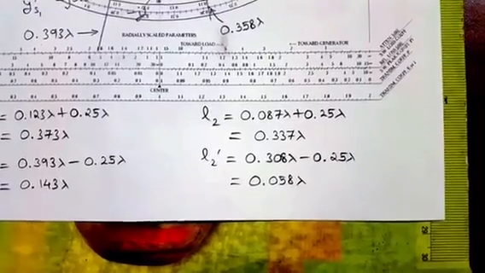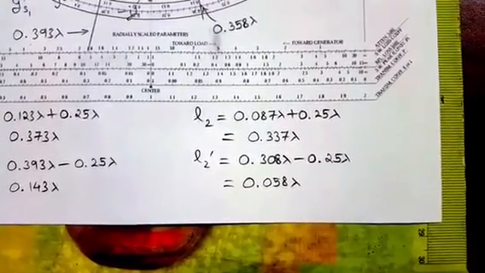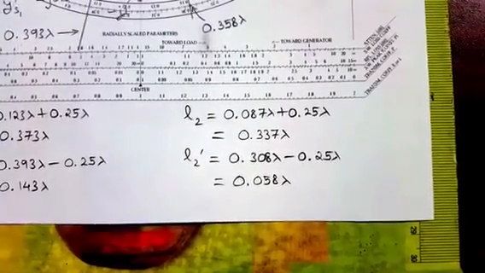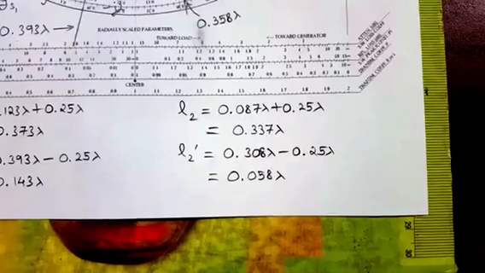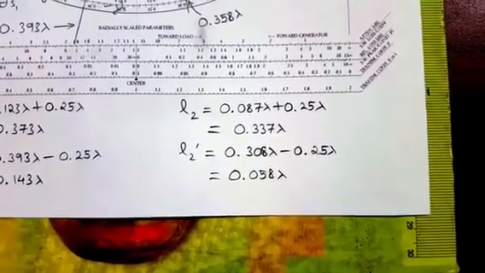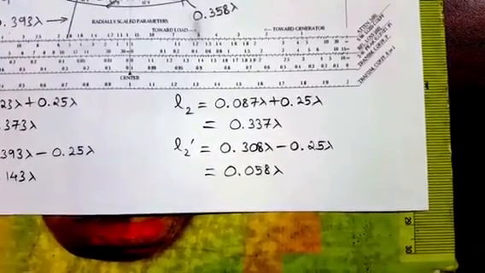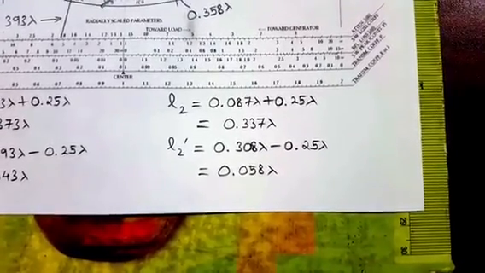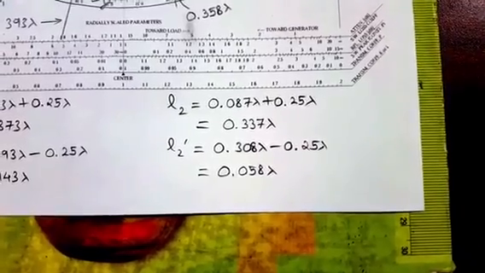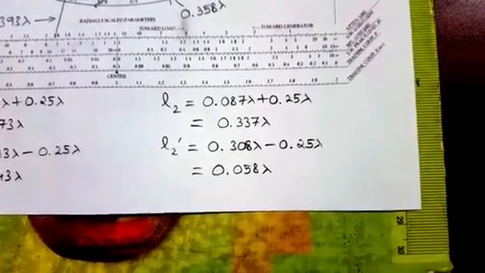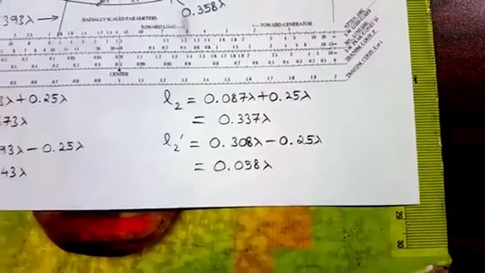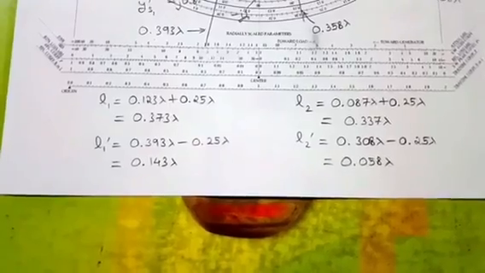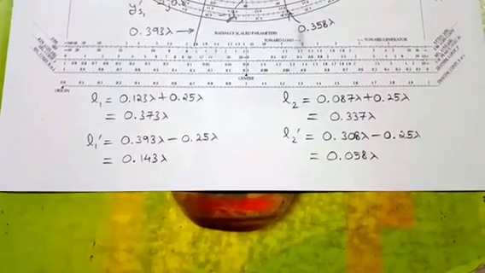Since 0.087 lambda is less than 0.25 lambda, we add 0.25 lambda to it to obtain the value of L2, which is 0.337 lambda. Similarly, since 0.308 lambda is greater than 0.25 lambda, we subtract 0.25 lambda from it to obtain the value of L2 dash, which is 0.058 lambda. Hence, the final solution consists of L1, L1 dash, L2 and L2 dash.